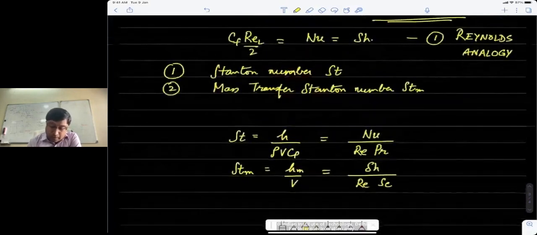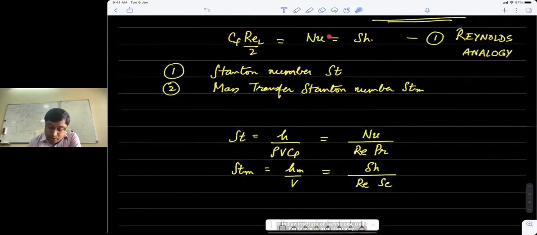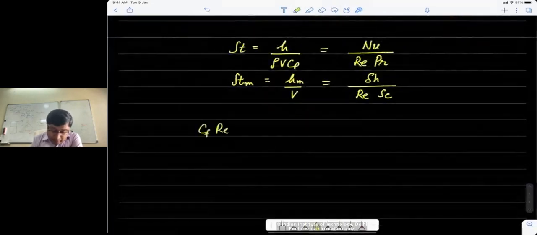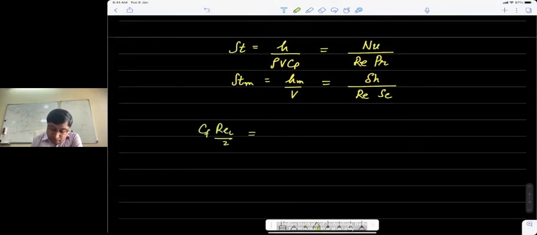So what I'm going to do now is substitute the Nusselt number in terms of the Stanton number, and the Sherwood number in terms of the mass transfer Stanton number. So we can say Cf into Re_L by 2 would be the Stanton number times Reynolds number times Prandtl number, which would be the same as the Stanton number for mass transfer times Reynolds number times Schmidt number.